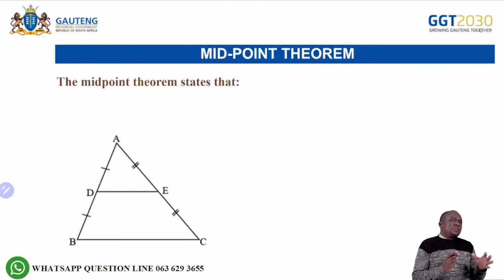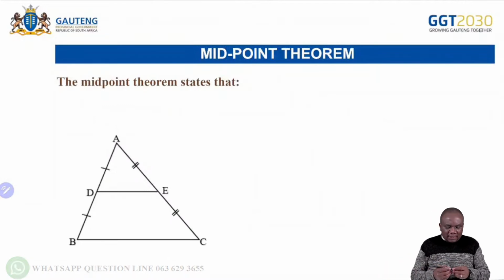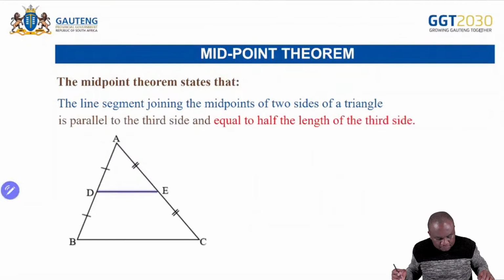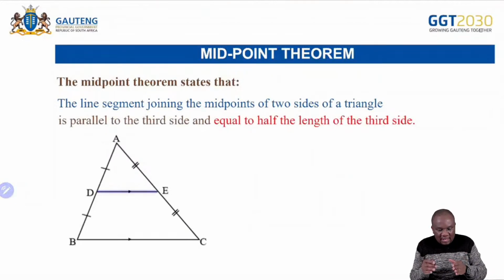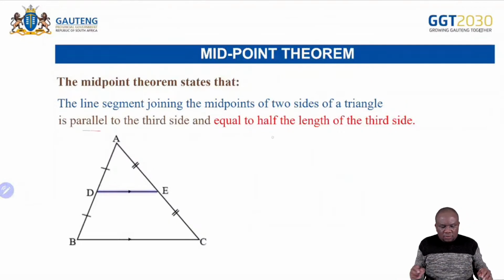What do we say? Remember the theorem. What are we talking about? We're talking about the line segment joining the midpoints of two sides of a triangle. Then what does it do? This line segment is parallel to the third side and equal to half the length of the third side. We proved the brown part and the red part. So this is the complete midpoint theorem.